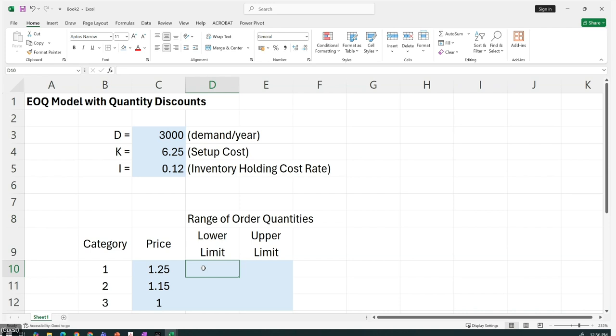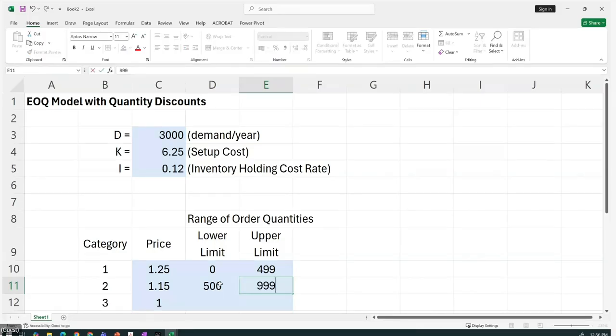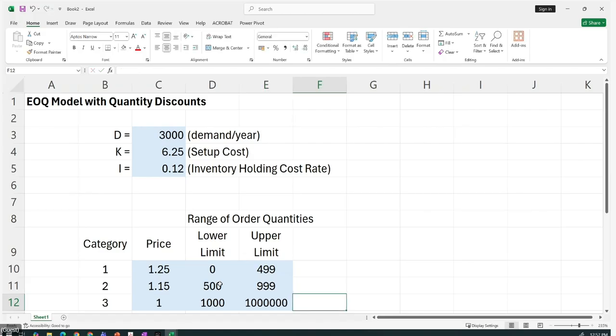Okay. So lower limit, what is the lower limit? Tell me. For the first category, lower limit order quantity is zero, from 0 to 499, right? $1.25 is applicable. Second category, lower limit. Minimum how much I have to order? 500. Upper limit 999, right? The moment I order 1000, it becomes the third category, right? 1000, there is no upper limit, so I will put a very large number hypothetically.